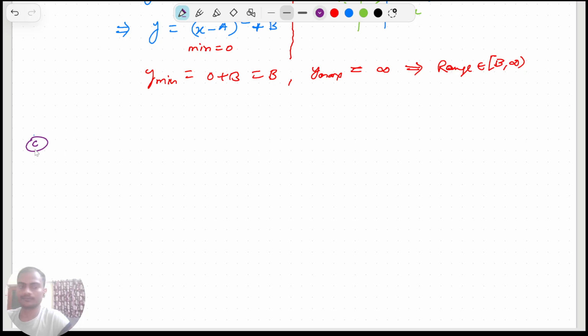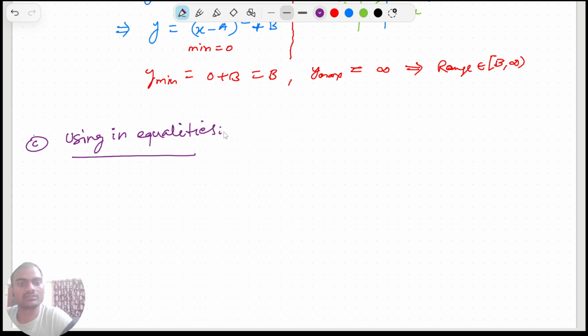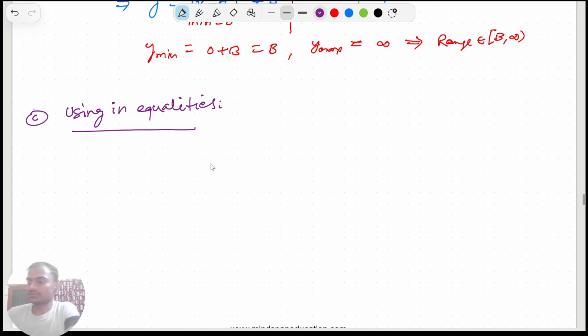Another method is using inequalities. Okay, using inequality. What will be here? For some standard methods that we already know cannot take below something and cannot give above some number as output, we apply those techniques.